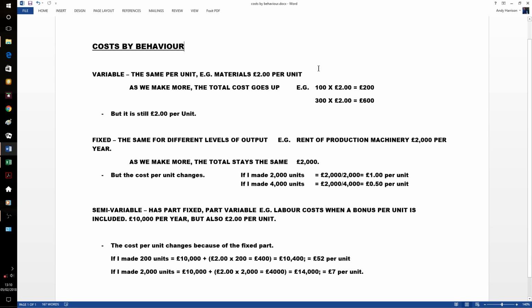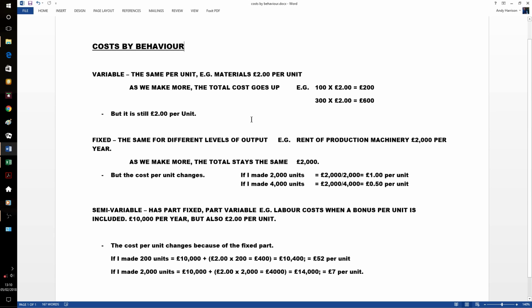So in this case, if I made 100 units, my material cost at £2 each works out at £200. If I make more units, so now an extra 200 units, 300 times £2, £600 total variable cost, still £2 per unit.